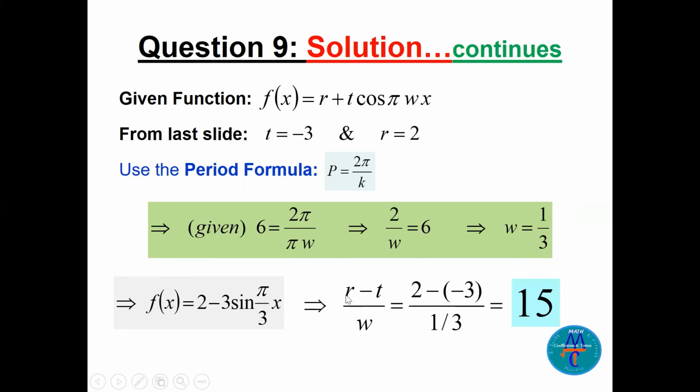So let's find now r minus t. R is 2 minus minus 3, so that's 5, divided by w, 1 over 3. It will be 15, is the answer.